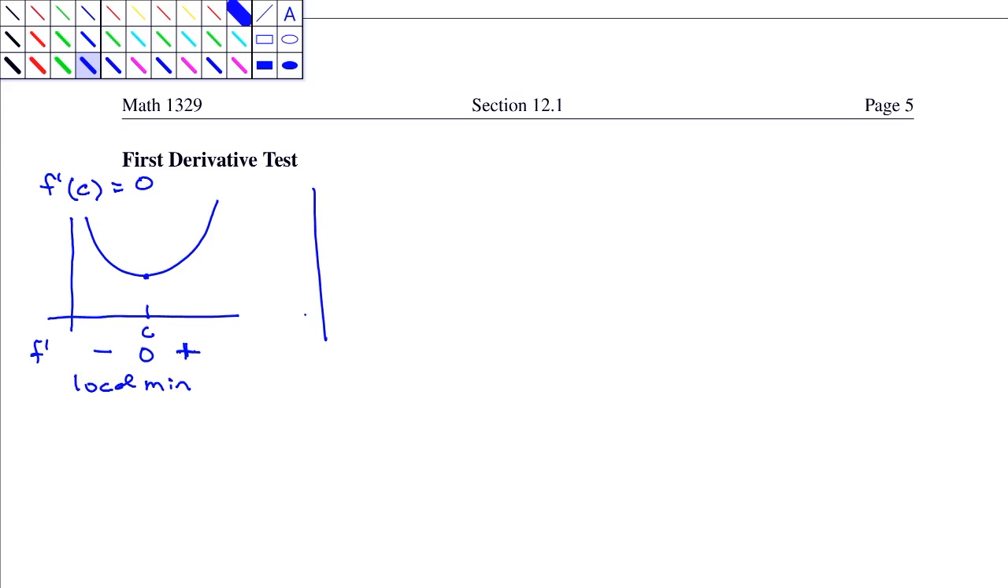So what the first derivative test is describing is the combinations that can happen based on what the critical value is and based on what the derivative is doing before and after the critical value. Suppose we have a critical value of c, and the derivative before that is positive, 0 at c, and then negative. That would be a local max.